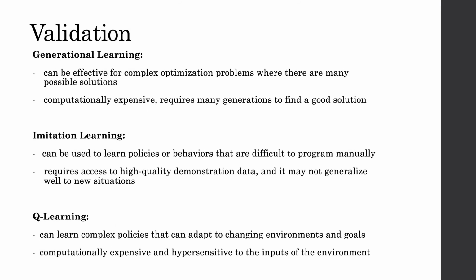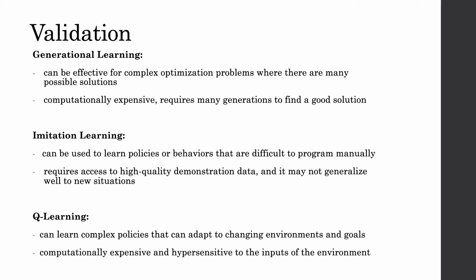Our project uses Q-learning, which contrasts the two different machine learning types that were used by similar projects, generational learning and imitation learning. Generational learning is a type of evolutionary algorithm that simulates natural selection to evolve solutions to problems. It works by creating a population of candidate solutions, evaluating their performance, and selecting the best ones to produce the next generation of candidates through mutation and crossover operations.